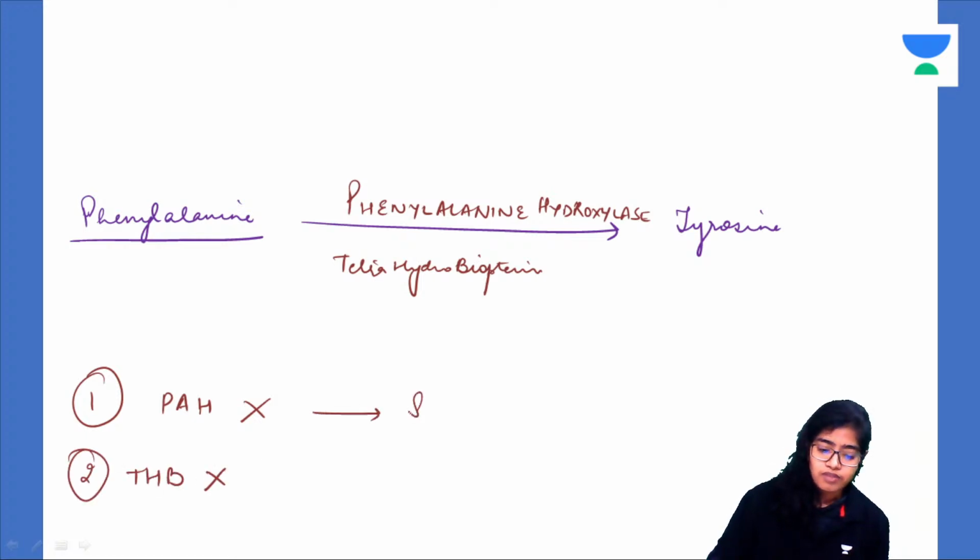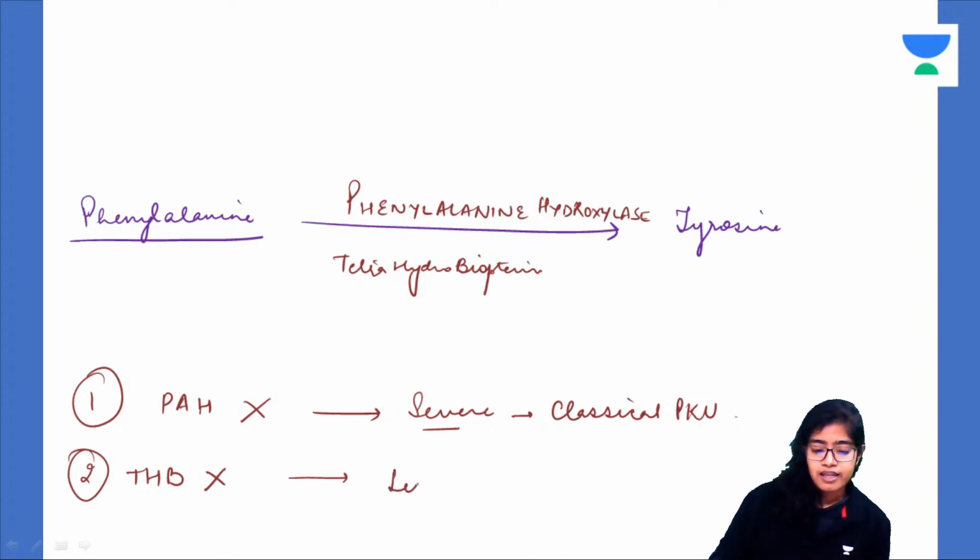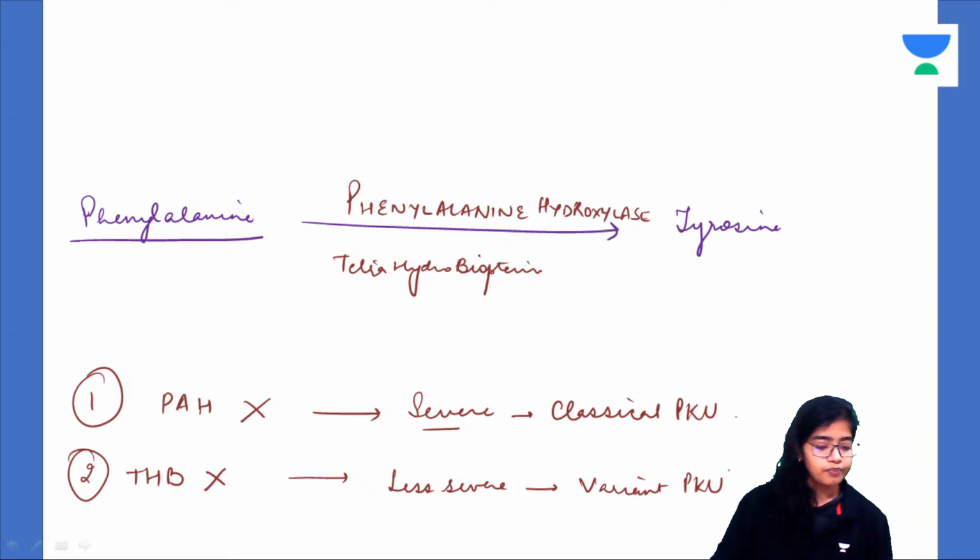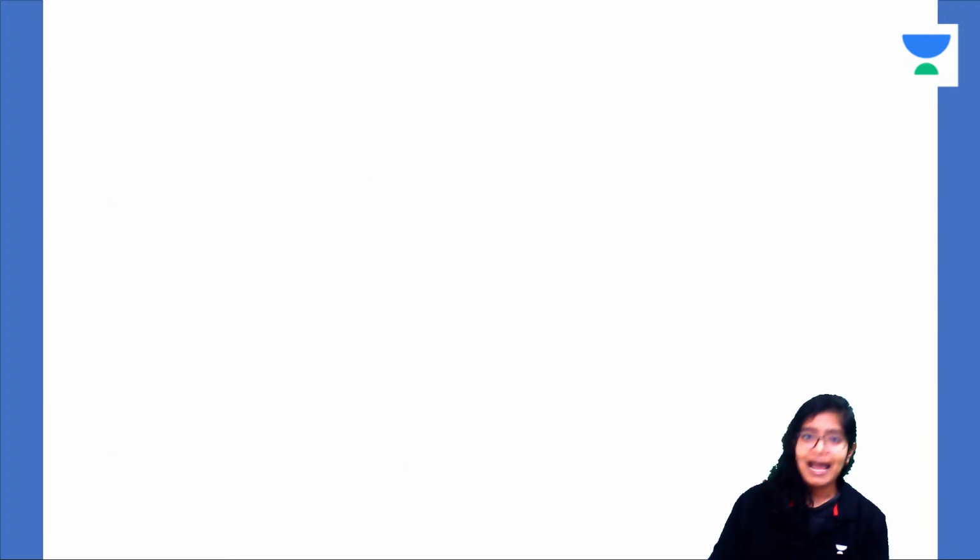Okay, understood? So there are two scenarios: when phenylalanine hydroxylase is absent and when tetrahydrobiopterin is absent. The first is severe and is called classical phenylketonuria. The second is less severe and is called variant phenylketonuria. Understood this? Got it? The difference? Now, phenylalanine we have understood. What is this nomenclature, phenylketonuria?